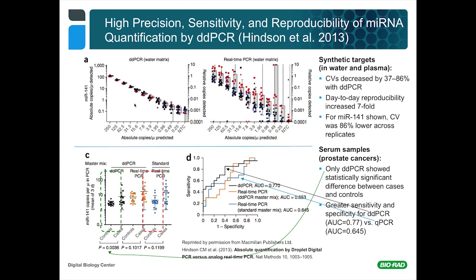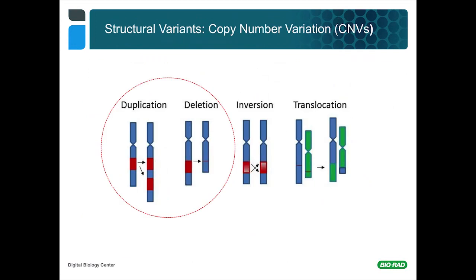This is one of many instances in which the technology has been applied by users in the field to cancer applications, and I'm not going to say more about it in this presentation, but a month from now there will be another presentation by a colleague that will focus specifically on cancer. So I'm going to move on now to the usage of the QX100 and 200 in looking at structural variants. Specifically here I'm going to focus on copy number variations.